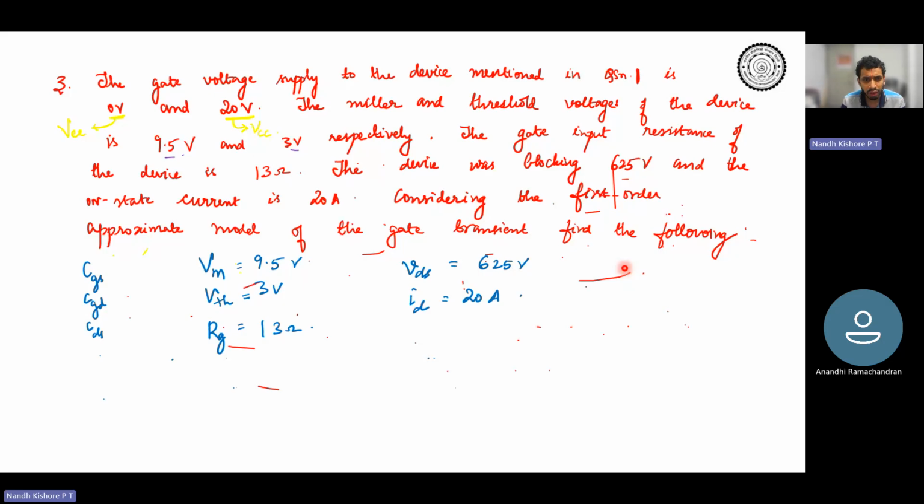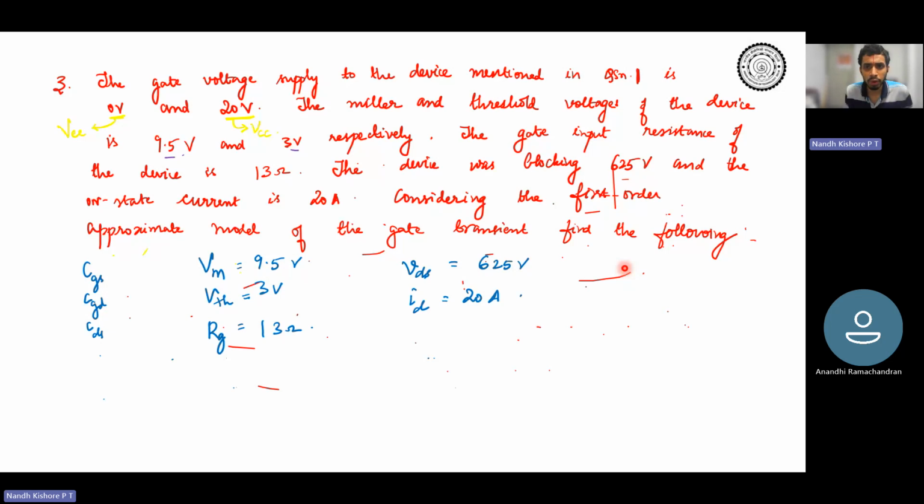The gate input resistance of the device is 13 ohms, the RG that we call it. The device was blocking 625 volts and the on-state current is 20 amperes. So your VDS is given and ID is given. Considering the first order approximate model of the gate transient, find the following.